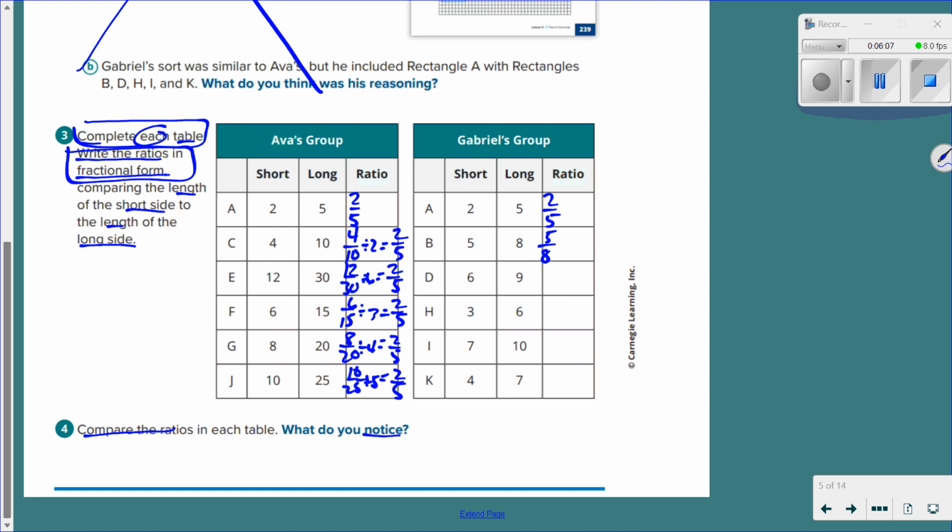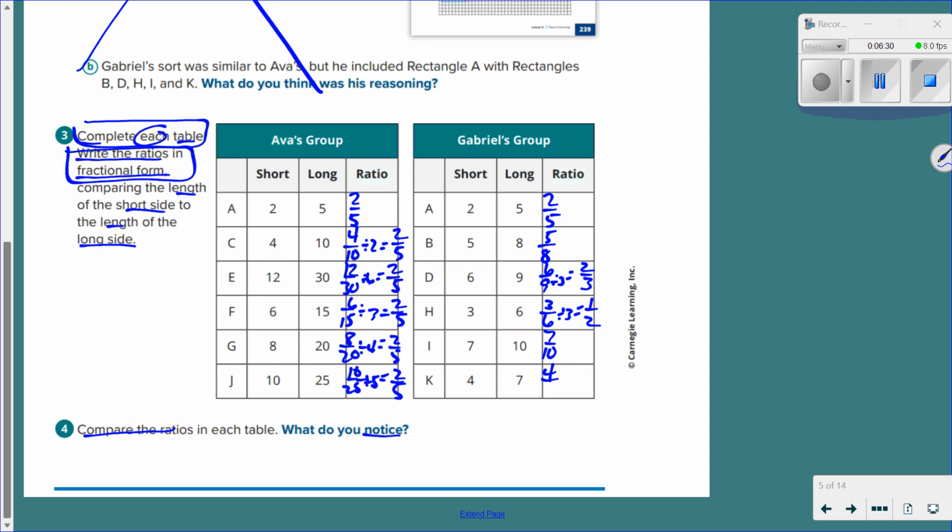They are all equivalent. That's the definition of equivalent ratios, guys. If they simplify to the same number, they're equivalent ratios. That is our definition. On our second one, we now have 6 and 9. What can I divide those by? 3 gives me 2/3. 3 and 6, what can I divide those by? 3 gives me 1/2. 7 and 10, I can divide those by nothing, so we're done.